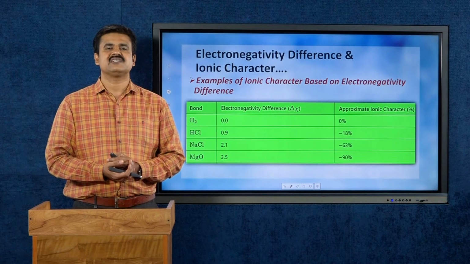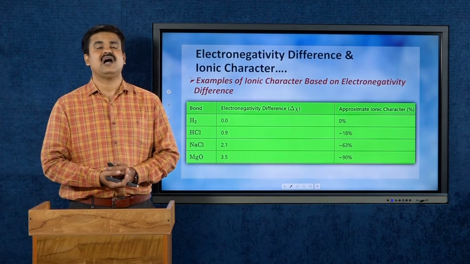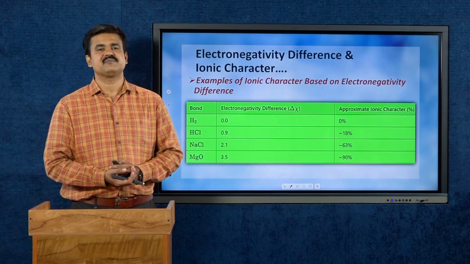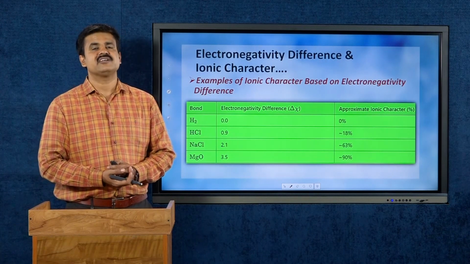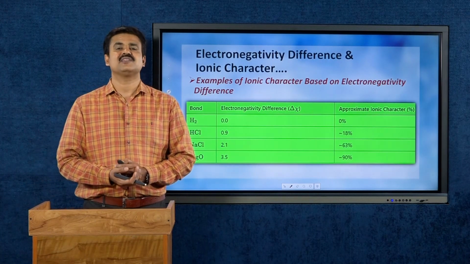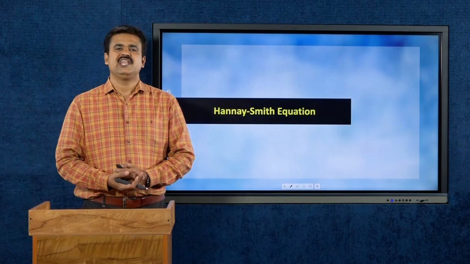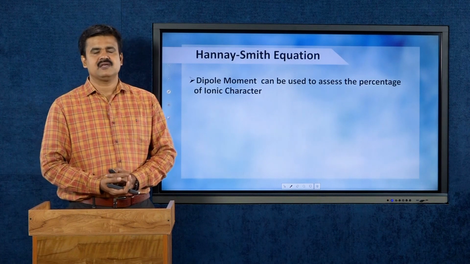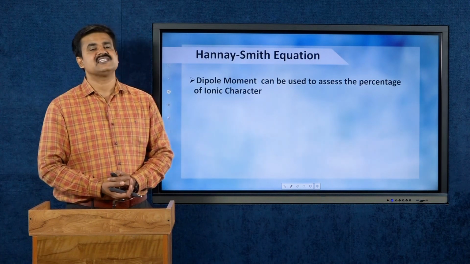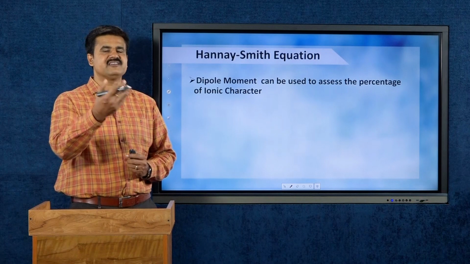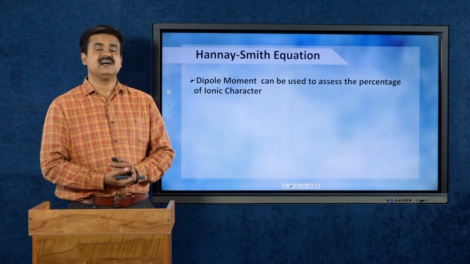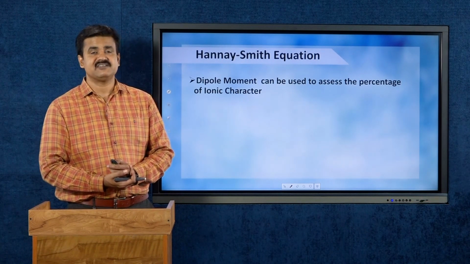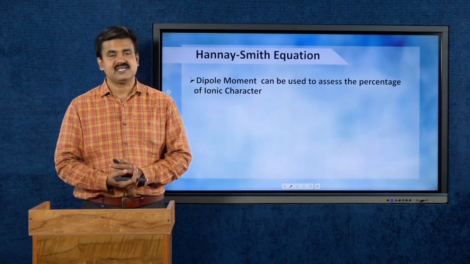So, electronegativity difference is directly correlated to ionic character, and you can evaluate the percentage of ionic character from electronegativity difference using an equation, that is nothing but the Pauling equation. Now, we are discussing another important equation, that is the Hannay-Smith equation. Dipole moment can be used to assess the percentage of ionic character. In the previous slides, we discussed the application of electronegativity difference in predicting the ionic character.